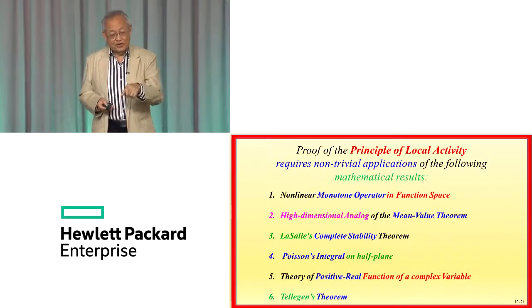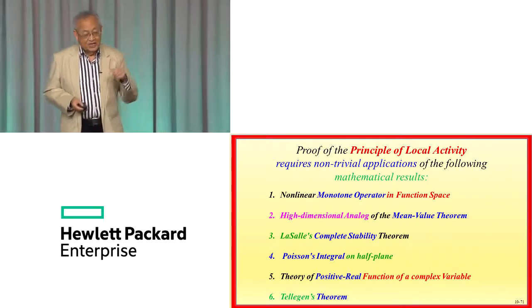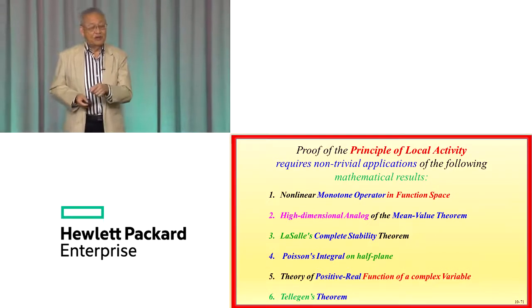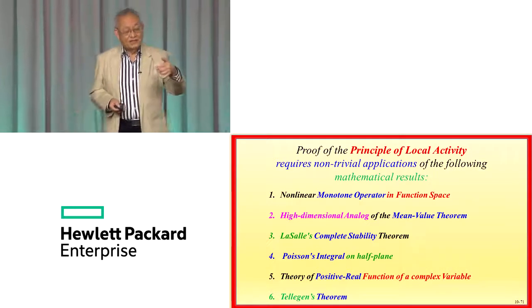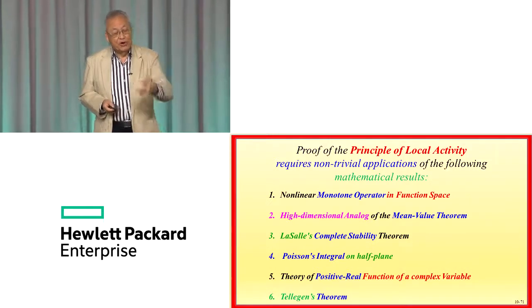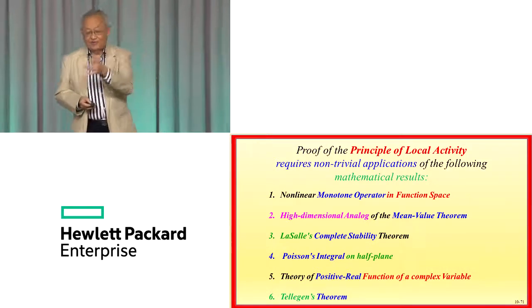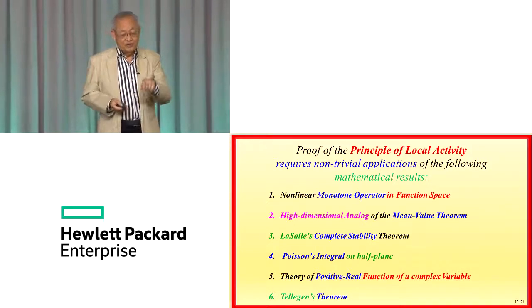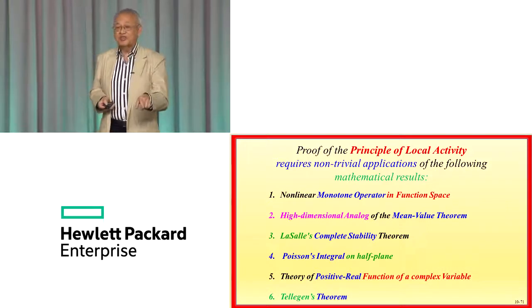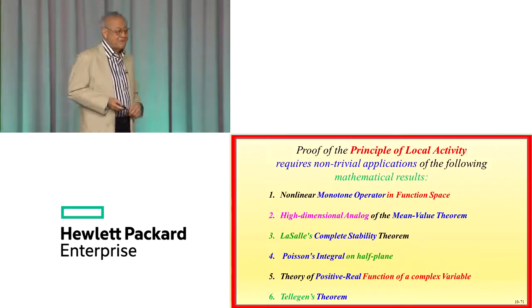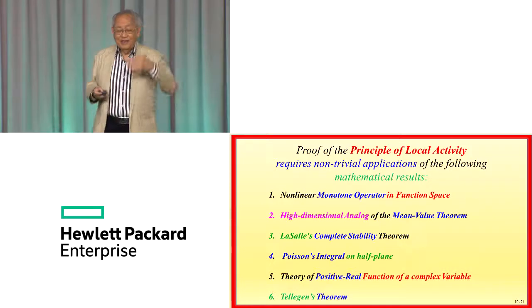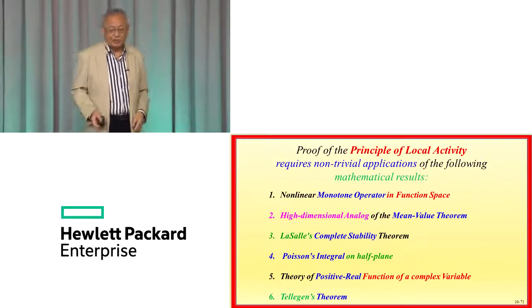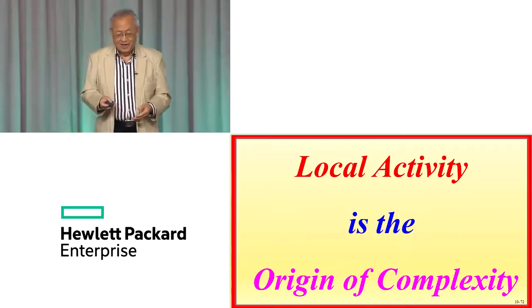Then you need something sophisticated called Lasalle's complete stability theorem. You need a Poisson integral on a half plane. You need a positive real function of the complex variable. All these 5 are mathematics, but I can tell you most mathematicians don't know all of these things. That may be the reason why they haven't found it yet. But the real reason mathematicians couldn't have proven this theorem is because you need a 6th condition, and that's strict circuit theory. It's called Tellegen's theorem. So again, I'm just telling you why these people haven't thought about this. Because you have to have all these ingredients to prove this theorem. It's a non-trivial theorem, okay?